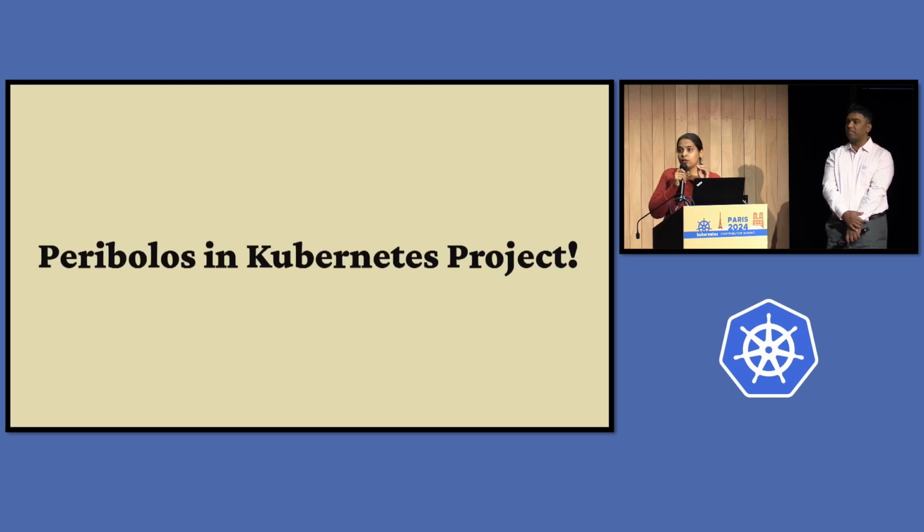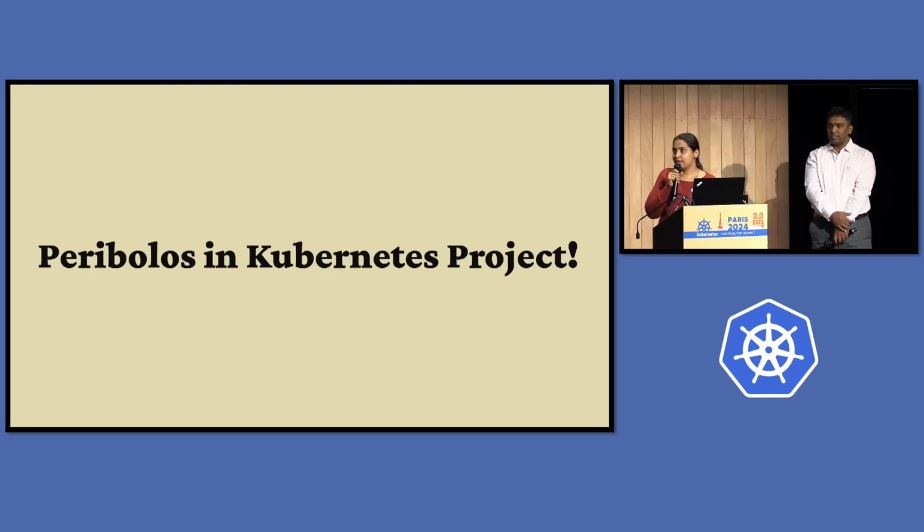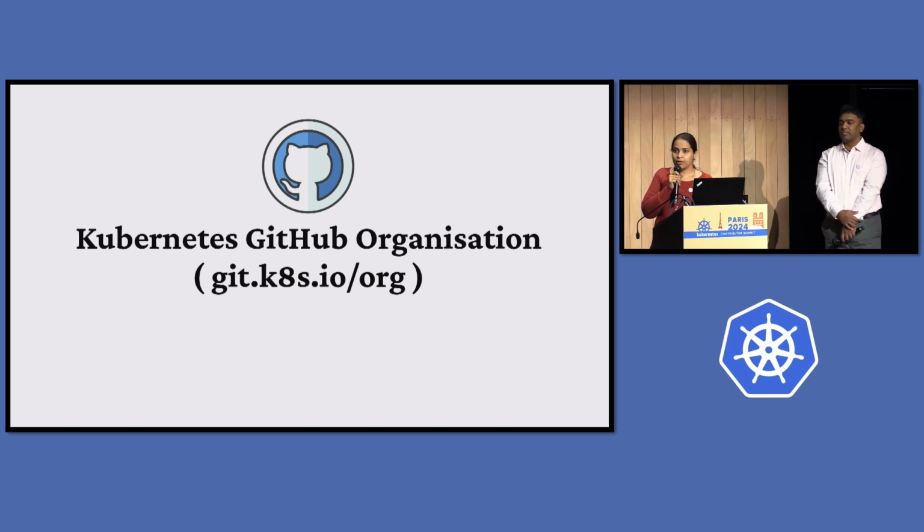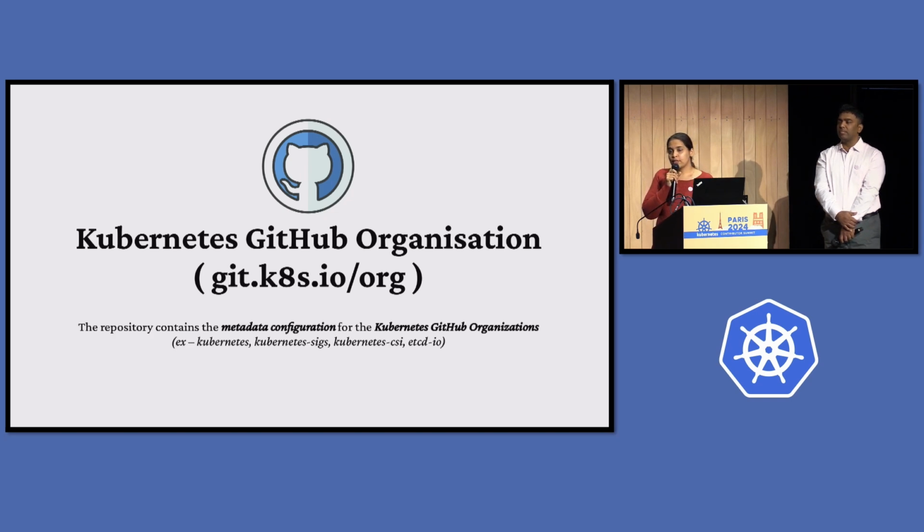So let's see how we utilize what we just saw in the Kubernetes project. We have a lot of organizations in the Kubernetes project. At this point, I think it's 6 or 7 or maybe more. And all of the organizations' meta configuration, or the YAML equivalent of what we just looked at for in.org, sits inside a GitHub repo called Kubernetes/org, or git.k8s.io/org. That repository contains the meta configuration for all the Kubernetes GitHub organizations. For example, it would contain the configuration of our Kubernetes org or Kubernetes SIGs, CSI, etcd-io.